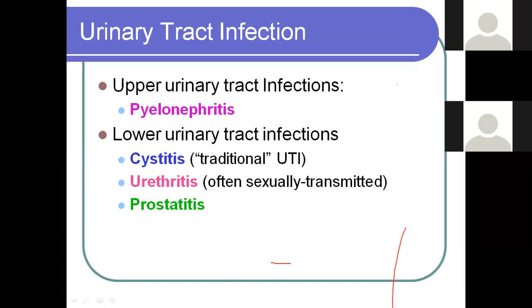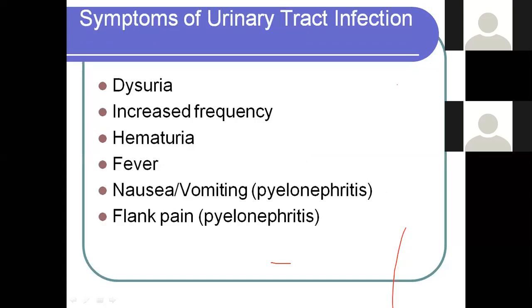So the infection of the bladder is cystitis, infection of the urethra is urethritis, and infection of the prostate is prostatitis. So what are the symptoms? How does a patient present in our clinic with UTI?